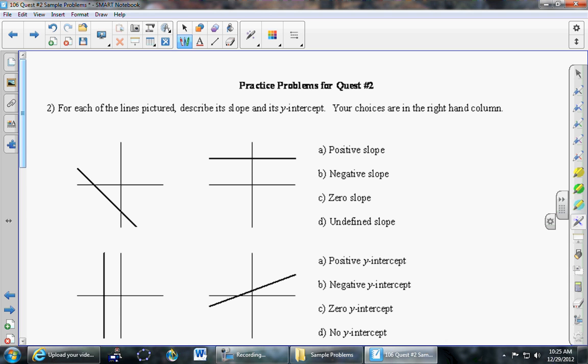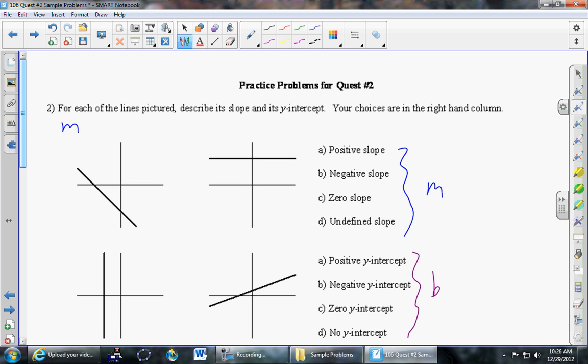So let's see if we can start figuring out what's what here. First, I'm going to use the letter M for our slope stuff, and we'll use the letter B for our y-intercept stuff. So the first line, top left, looking for the value of the slope. So this line is downhill. As you walk left to right, you are walking down. And if you have a downhill line, then the slope is a negative. So the slope is negative.